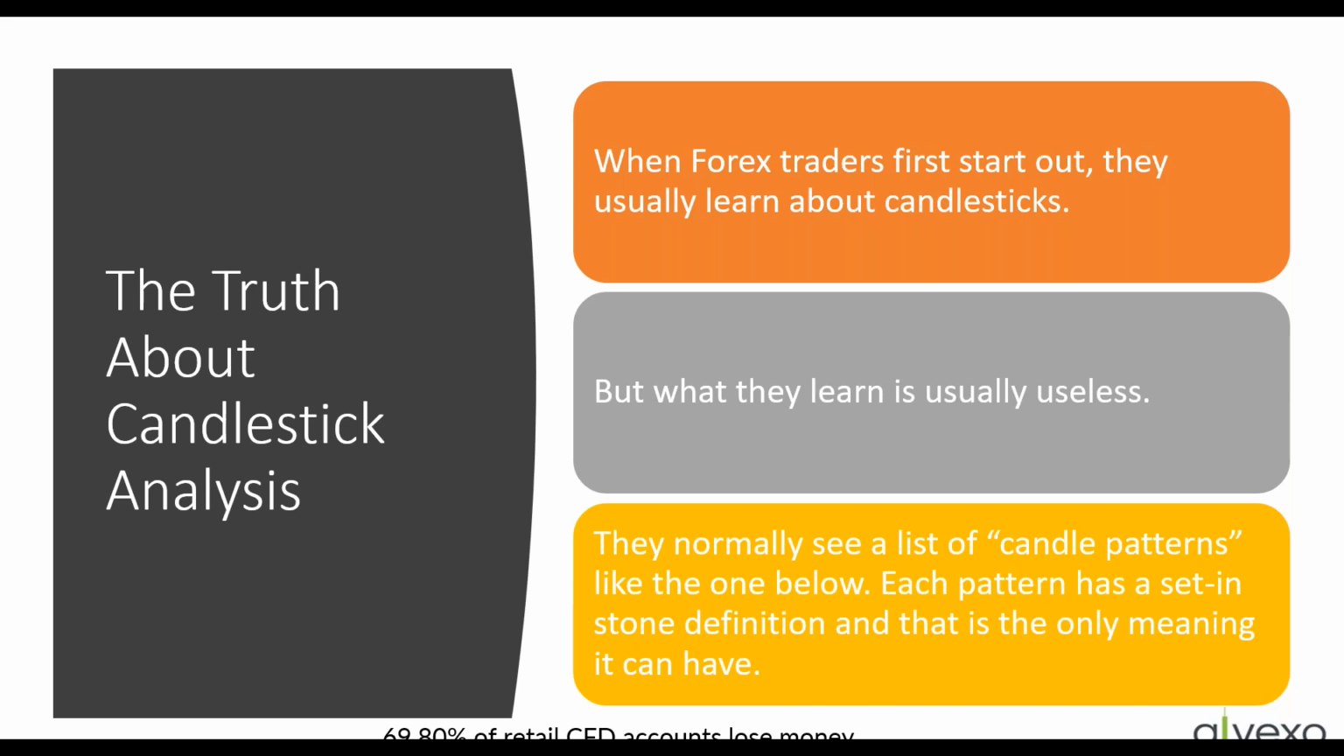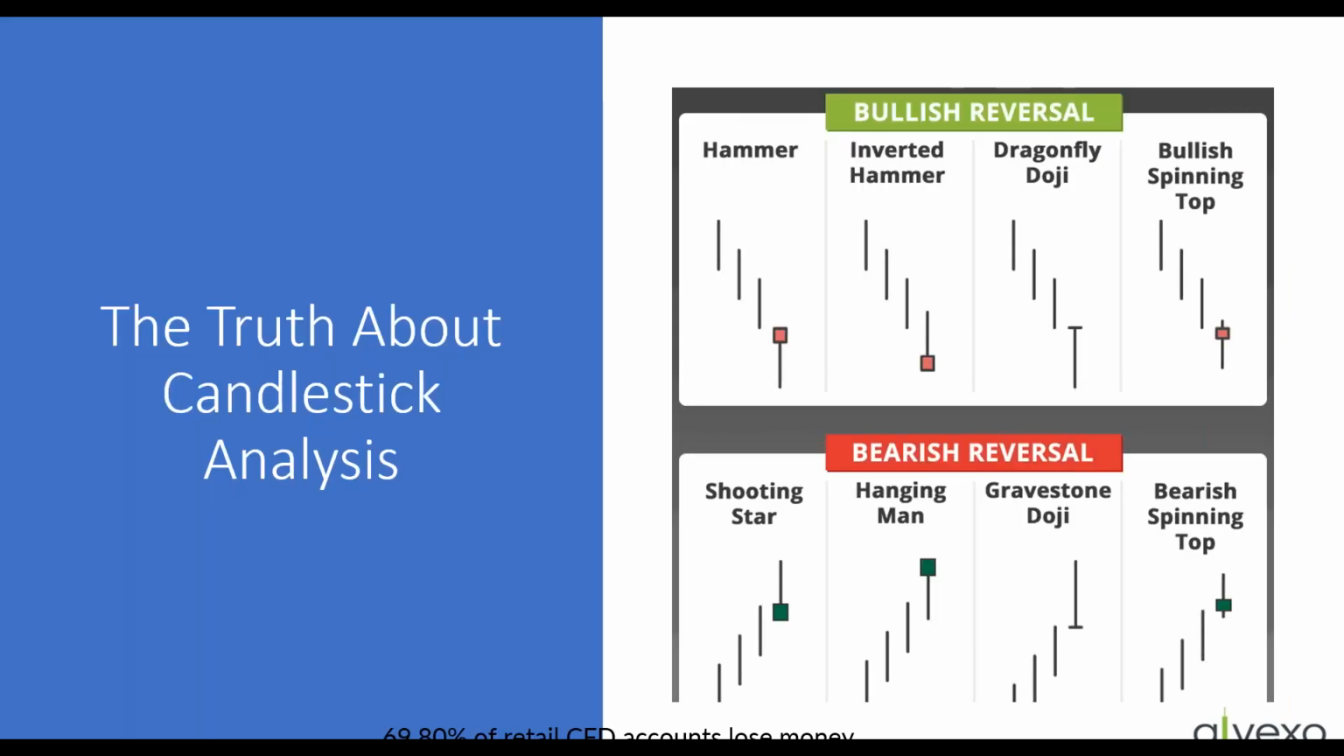When Forex traders first start out, they usually learn about candlesticks. But what they learn is useless. Normally, they see a list of candlestick patterns like the one I bet you, and each pattern has a set in stone definition that could only be the meaning it could have. So, in other words, we have things like hammers, inverted hammers, doji, dragonfly dojis, bullish swinging, spinning tops, shooting stars, hanging man, gravestone dojis, and more. We can go on forever.